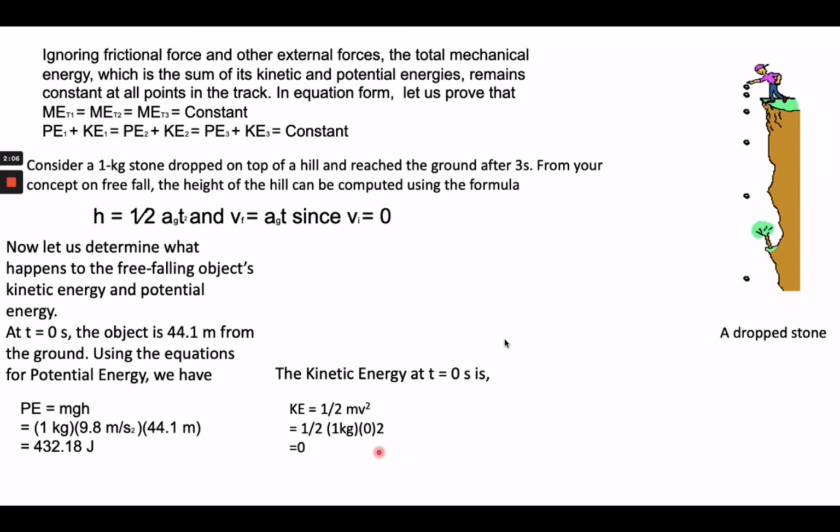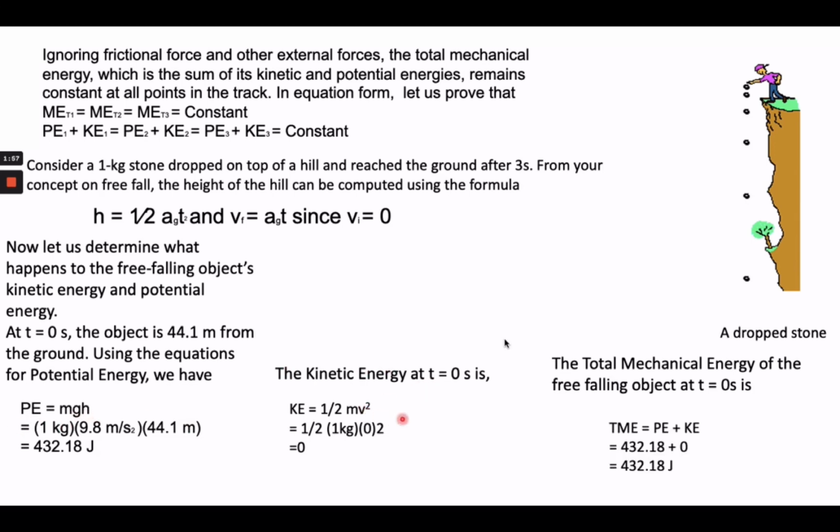Now, to solve for the total mechanical energy, we simply add potential energy and kinetic energy. So at 0 seconds, the total mechanical energy is equal to 432.18 joules.